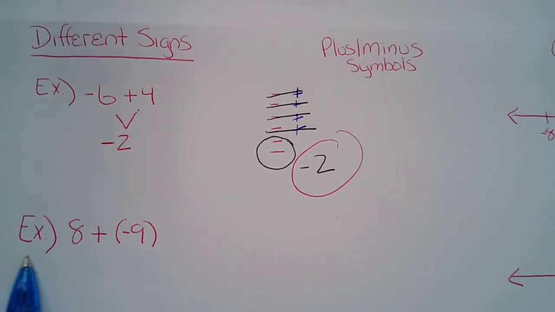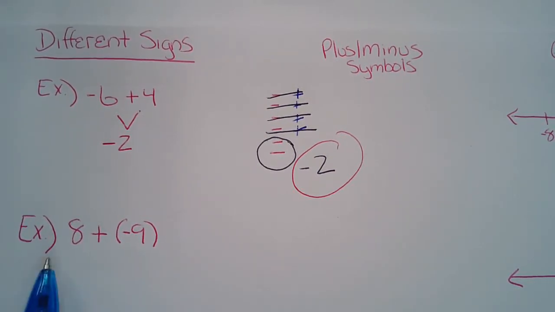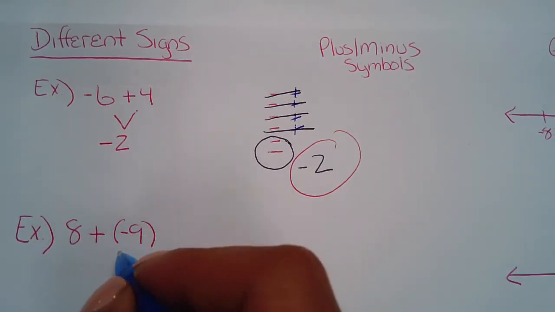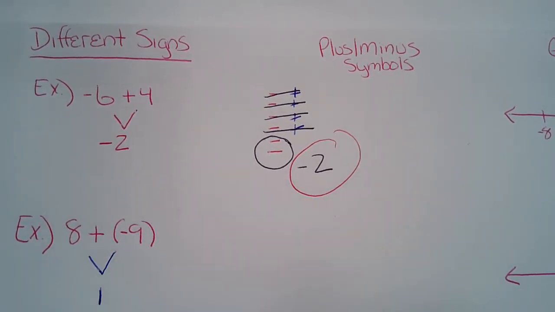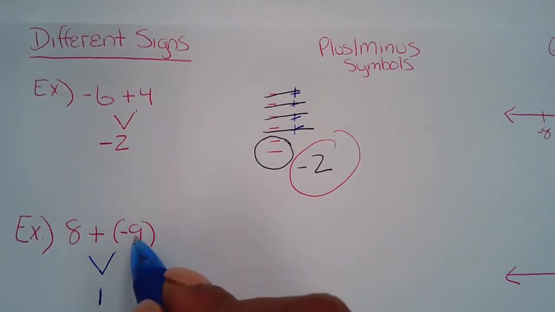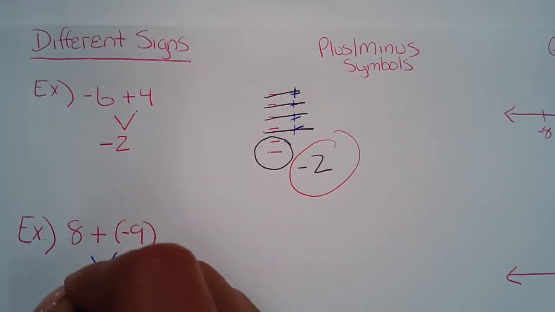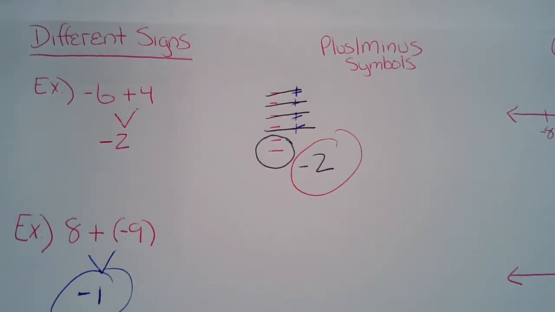All right, so again, we're looking to make sure we have two numbers with different signs. So in this example, we have positive 8 plus negative 9, which means yes. So I'm going to apply my rule that says I must subtract the absolute value of the numbers. So 9 minus 8, I know, gives me 1. And my answer must have the same sign as the larger number. And since 9 is the larger number and it has a negative attached to it, my answer should have a negative attached to it. So my final answer should be negative 1.